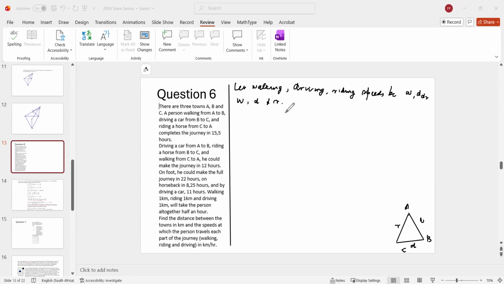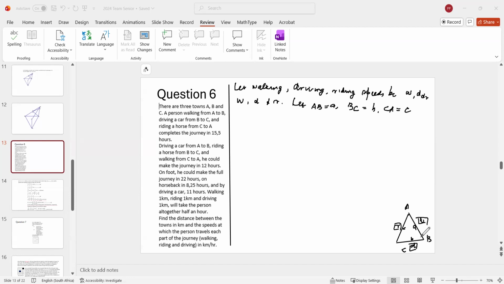So we don't know what, and so we let AB equal to little a, BC equal to little b, and CA equal to little c. So we give names. So the 6 unknowns here. This is A, this is B, and this is C.